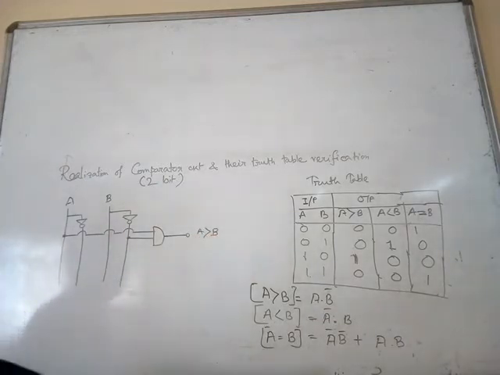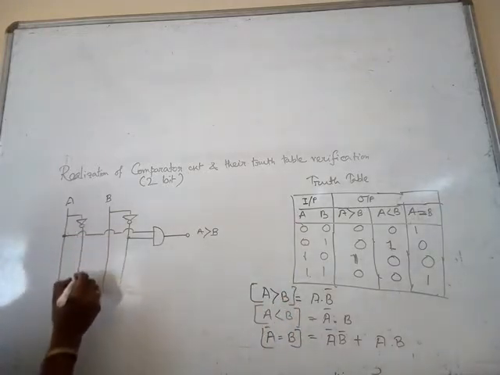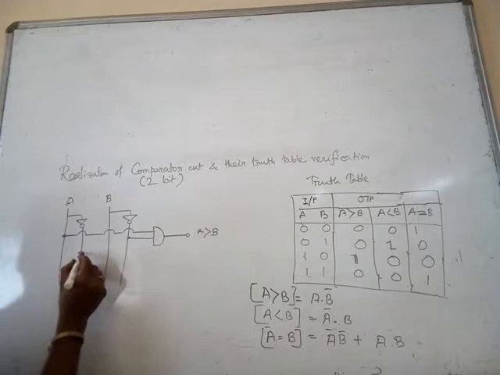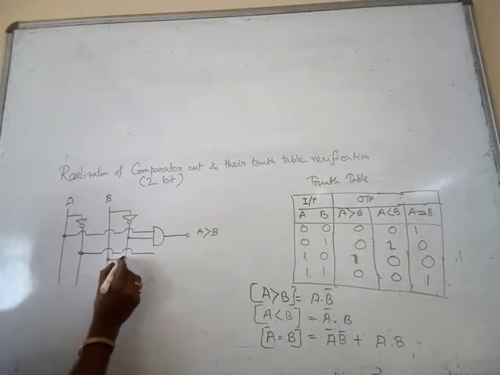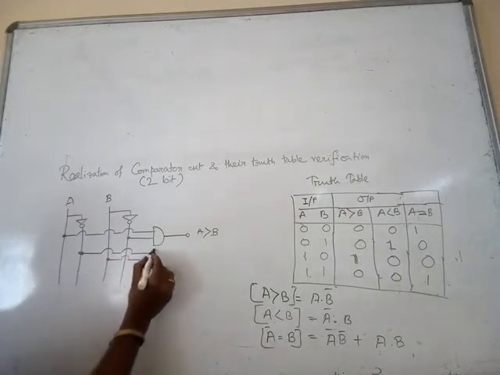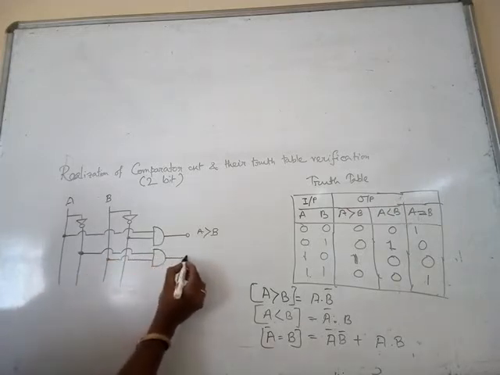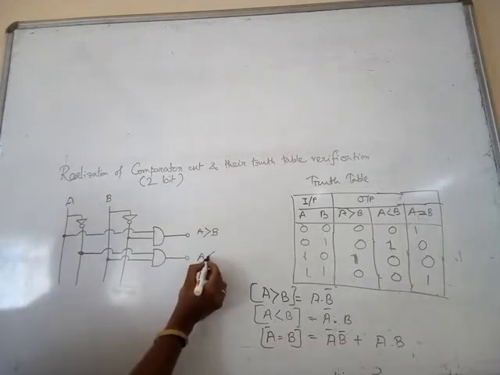Next, it is A bar dot B. So A bar and B go to an AND gate. It is A less than B.